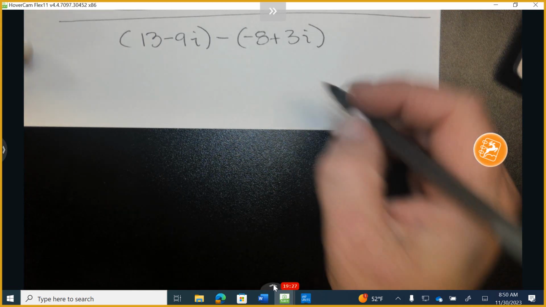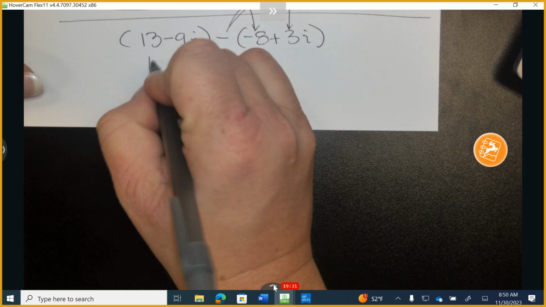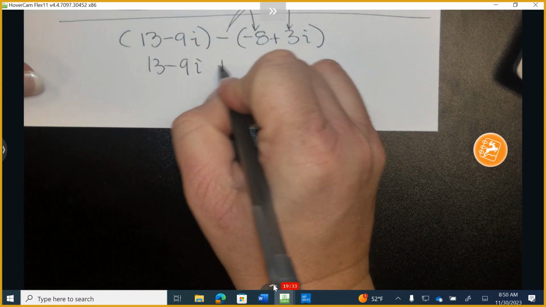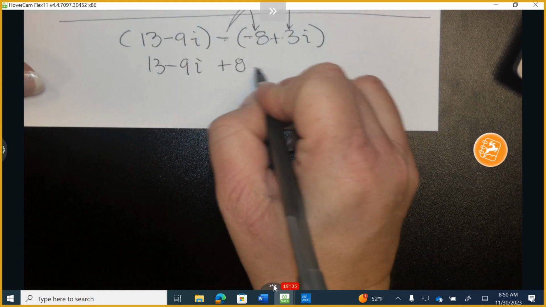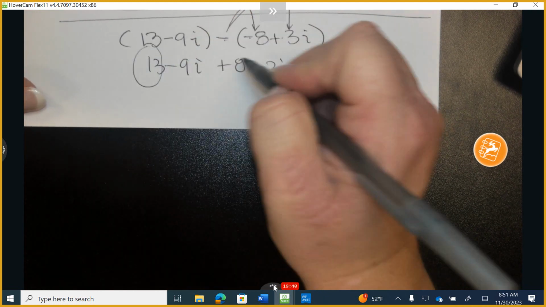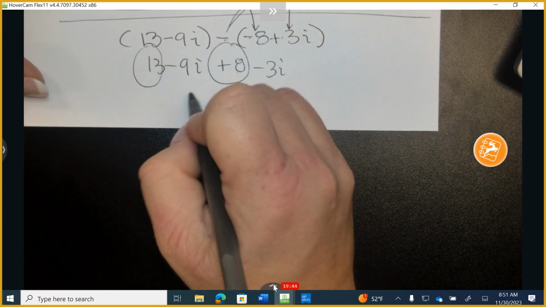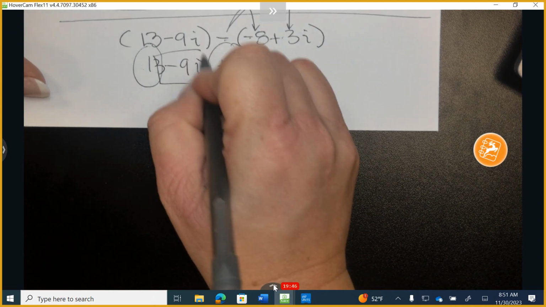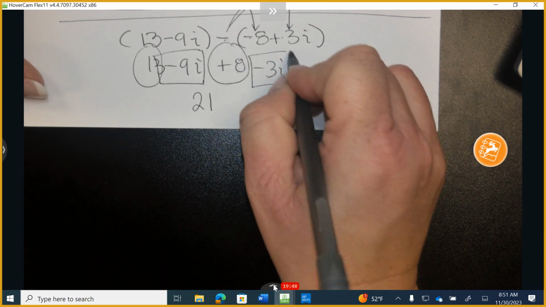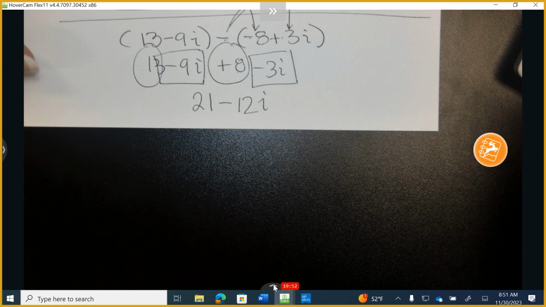All right, you ready? So I'm going to distribute this and also distribute this. So I have 13 minus 9i plus 8 minus 3i. When I combine like terms, I always want to do the real portion first. That means it contains no i. 13 plus 8 is 21. And combining like terms, a negative 9i and a negative 3i is a negative 12i.